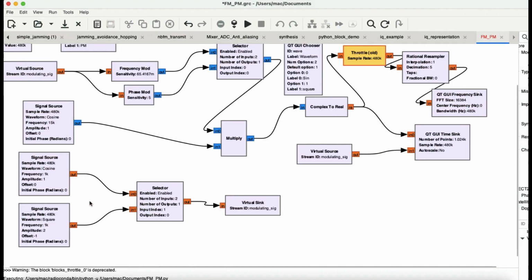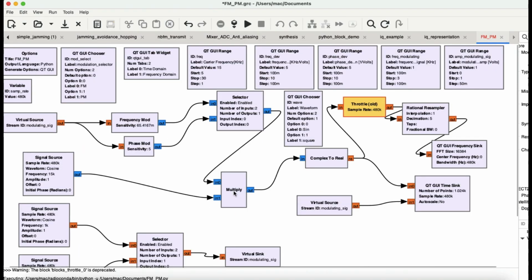And this signal is the output of this, which is going to a virtual sink. This virtual sink, I am naming it modulating_signal. When you select these two inputs, either cosine or square wave, that is being injected here into your frequency mod block and your phase mod block. That's why I'm using this virtual sink.